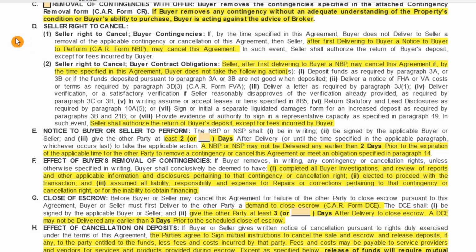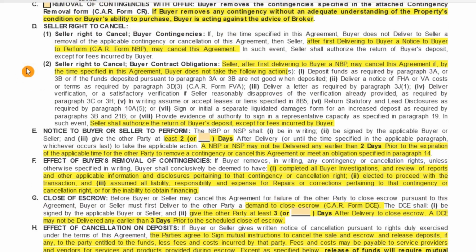14D, the seller's right to cancel. If by the time specified in the agreement the buyer hasn't removed the applicable contingencies or canceled the agreement, the seller, after first delivering to the buyer a notice to buyer to perform, may cancel the agreement. And if that happens, the seller shall authorize the return of the buyer's deposit, except for fees that the buyer incurred already in the escrow.